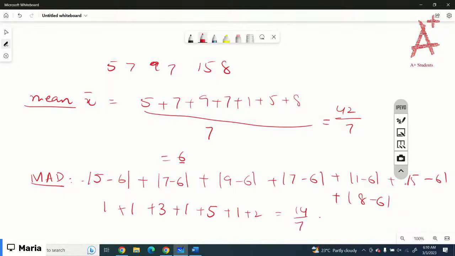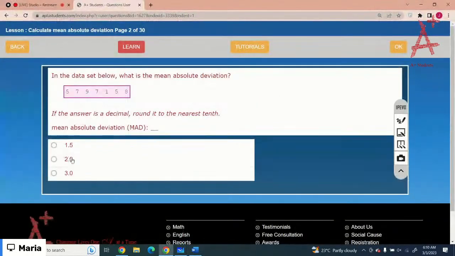You have to divide them by 7. That means the mean absolute deviation for the given data is 2. Got it? So the correct option for this one is 2.0. Just select the correct option and click on the OK button.